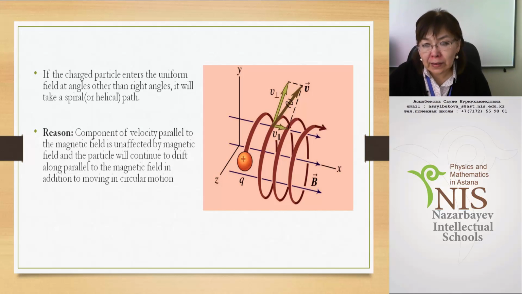But an interesting thing happens when, in this case, the motion will be spiral or helical. It happens because the magnetic field can act only on the perpendicular component of the velocity and does not affect the horizontal component, which lets the particles move straight.